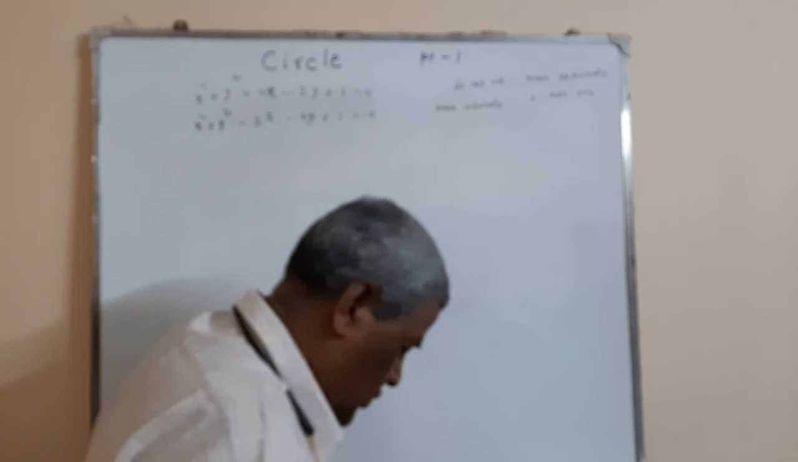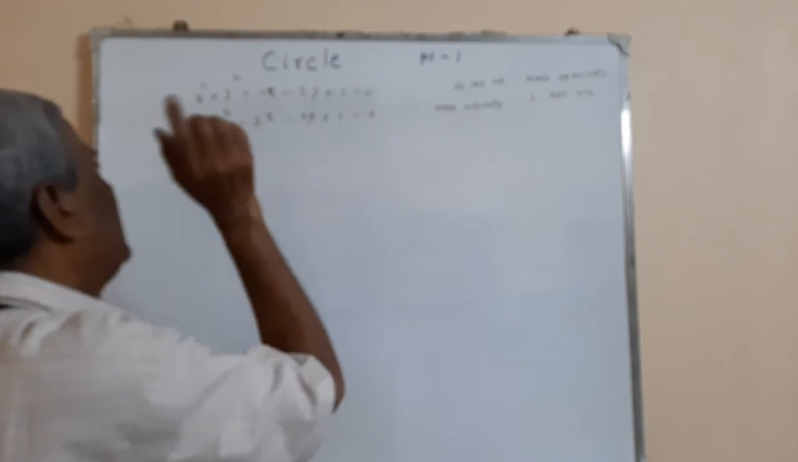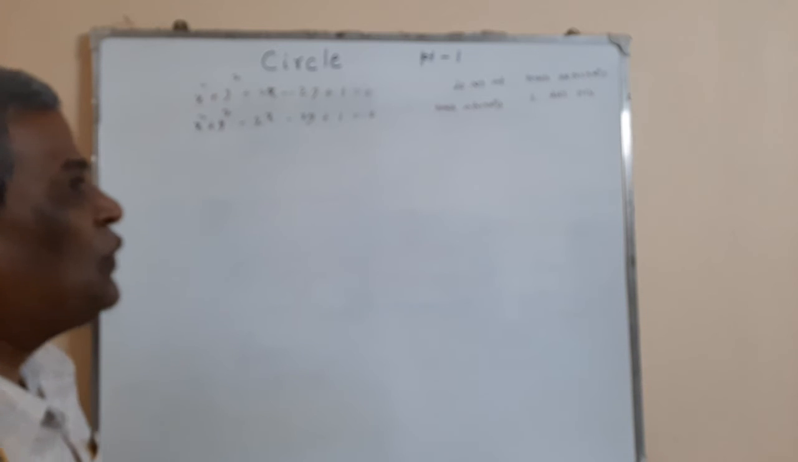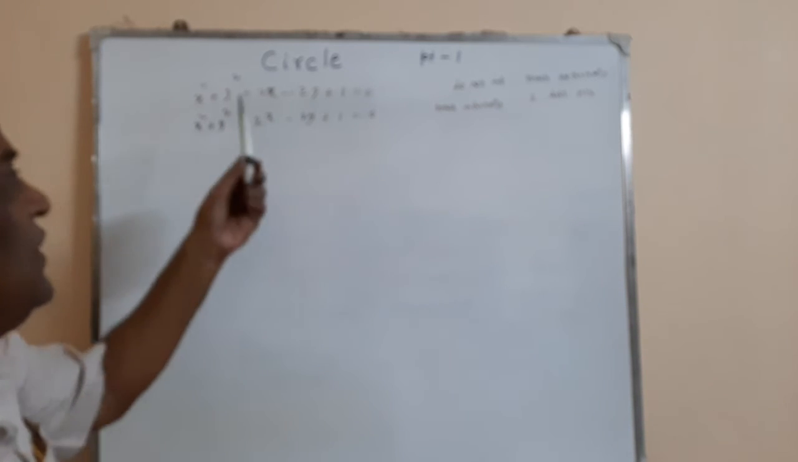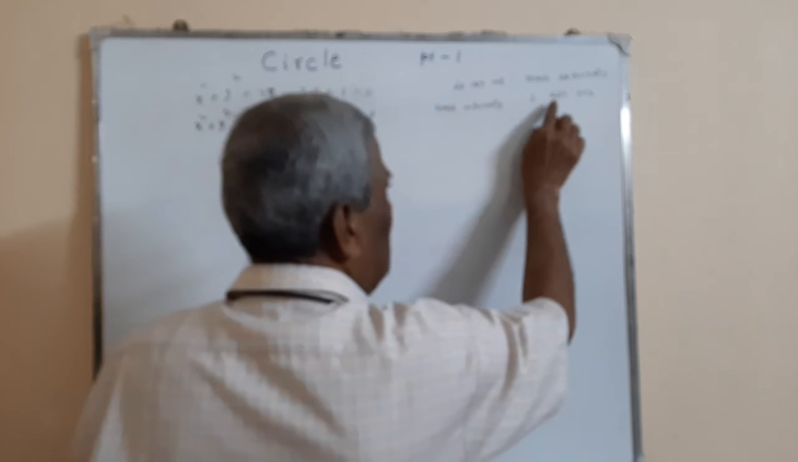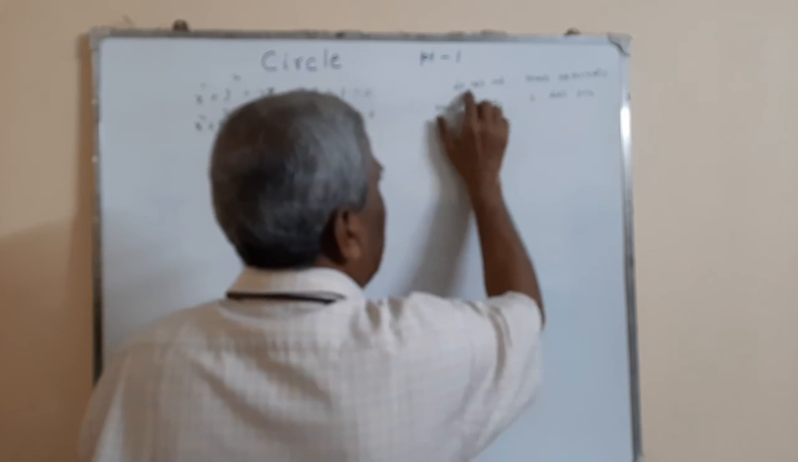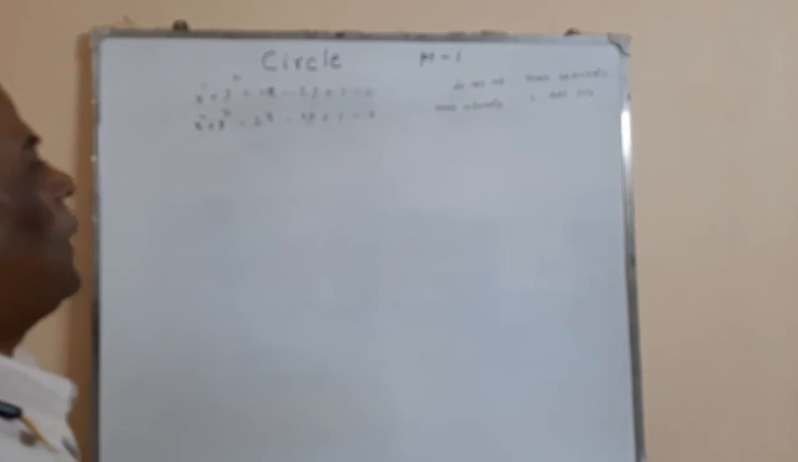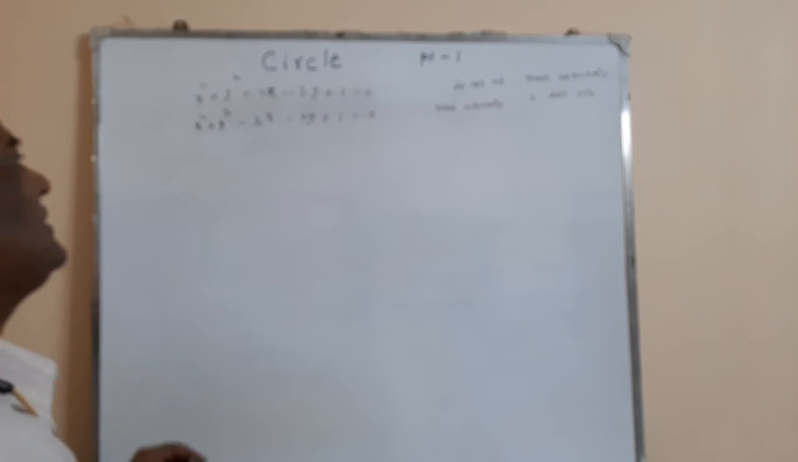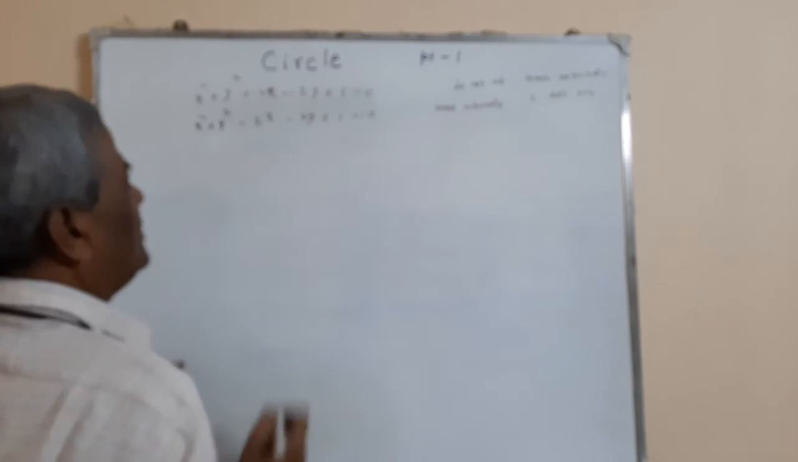Now, this problem is very simple. Two circles are given. We have to examine whether these two circles meet at 2 points, touch externally, touch internally, or do not intersect. For that purpose, the equation of the first circle is this.